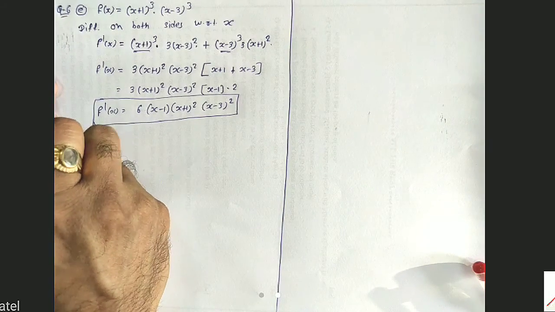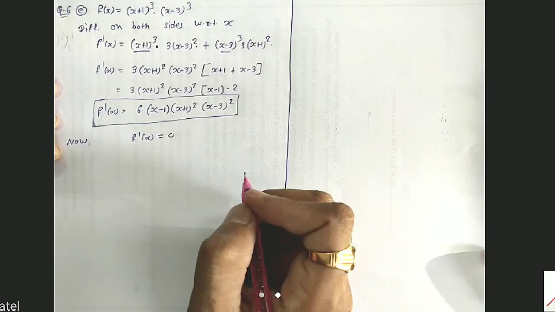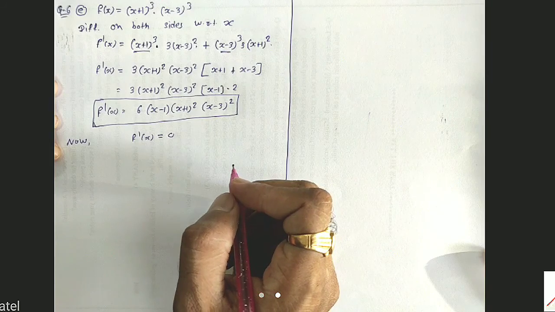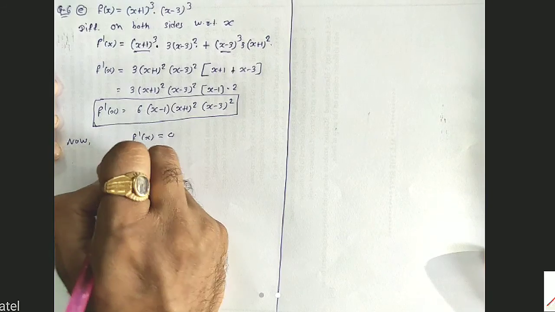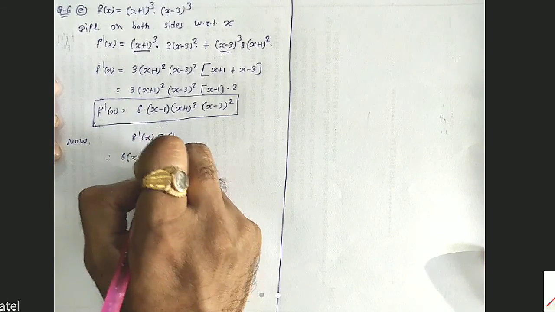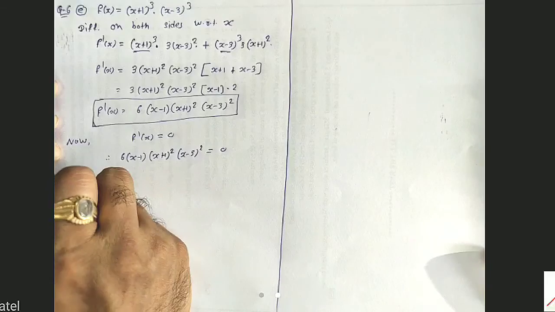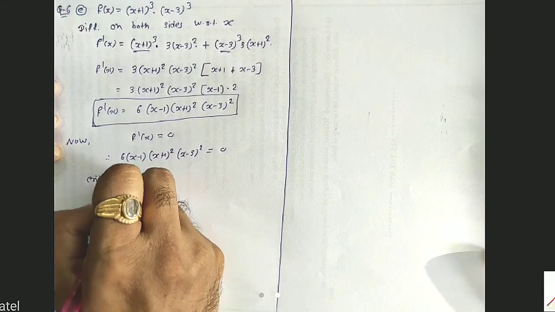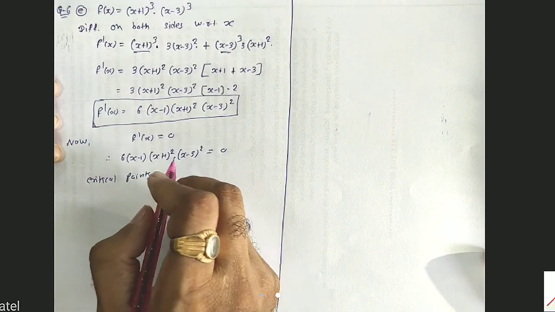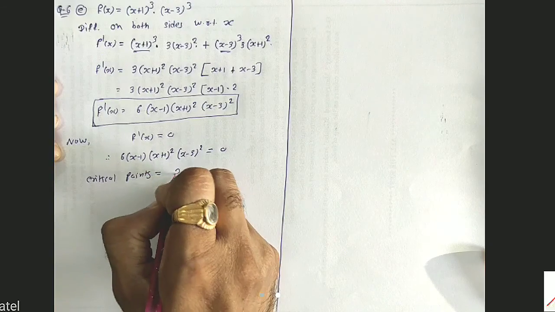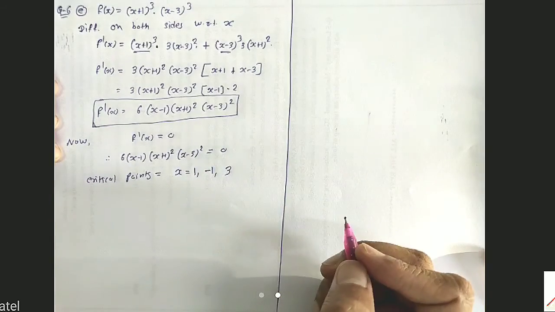For the intervals, we take f dash x equal to 0 and get our critical points, and then we'll locate our critical points on the number line. So comparing this f dash x with 0, we get 6 into (x minus 1), (x plus 1) whole square, (x minus 3) whole square equal to 0, and therefore we get our critical points. Critical points mean the solutions of this equation. We get x equal to 1, x equal to minus 1, and x equal to 3. These are the critical points.